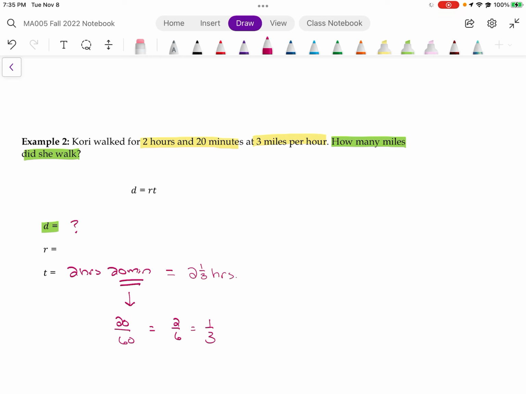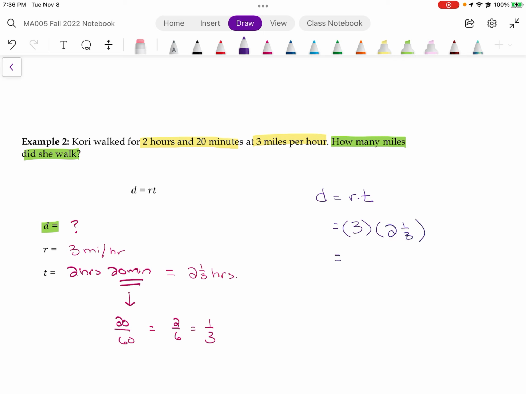All right, now the other part we need is the rate. How fast is she walking? Well, she's walking 3 miles per hour. All right, so let's go work out the problem. We have D equals R times T. So D equals, R is 3, that's the rate, and T is 2 1/3.